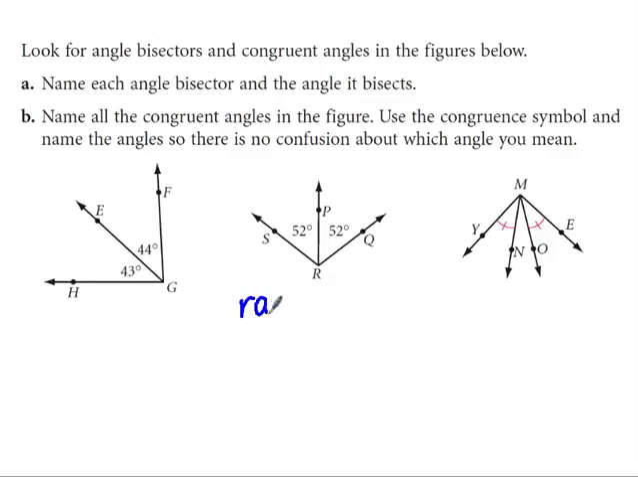Ray RP. That's one way. Or I could write it this way, RP with the ray symbol above it. That is the angle bisector. It is a ray in this case. And what's the angle it bisects? SRQ. You could also answer that QRS. Do I have an angle bisector here in the third example? No. I don't have one ray that actually cuts it into two parts. I have two congruent angles, but they aren't next to each other and they're not divided.